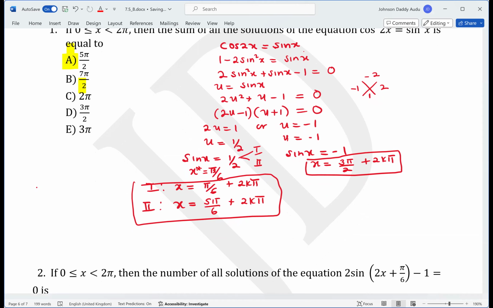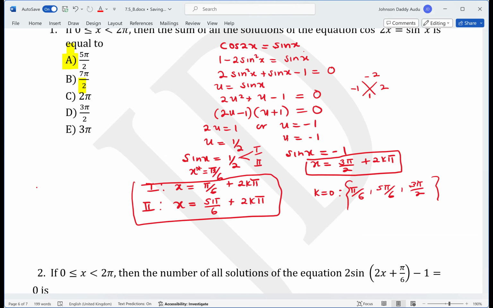All right, so now let's see if k is equals to 0, what do we get? From here, we'll have pi over 6. And from here also, we will have 5 pi over 6. And from here, we'll have 3 pi over 2, right? So can k be equals to 1? If k is equals to 1, this will be more. So we cannot have k equals to 1. So this is just all the solution set.